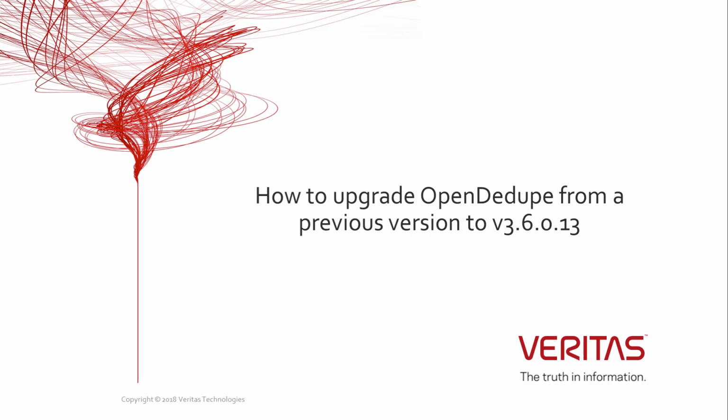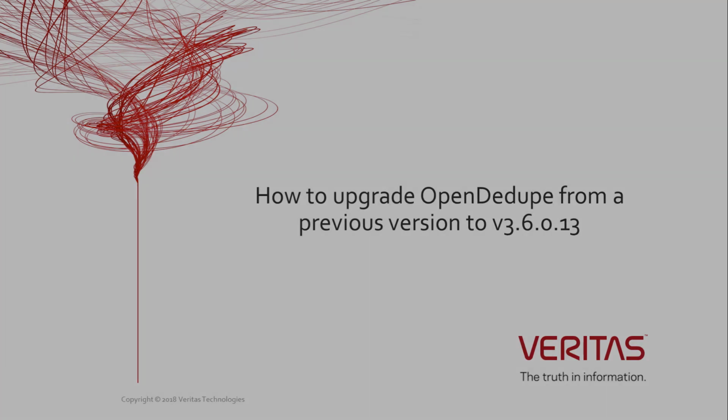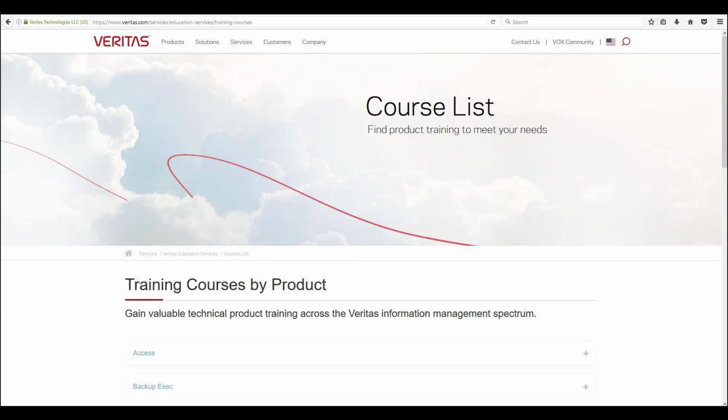That concludes this demonstration where we have shown you how to upgrade OpenDedupe from a previous version to the current version of 3.6.0.13.